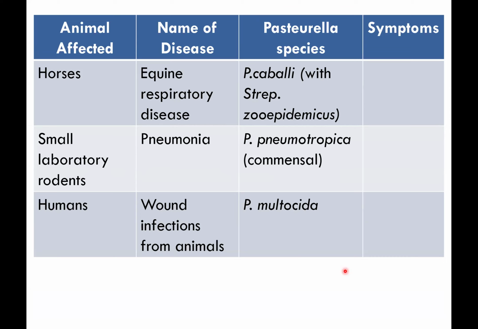Then in horses, there is equine respiratory disease. The species associated is Pasteurella caballi, together with another bacteria, which is Streptococcus zooepidemicus. In small lab rodents, Pasteurella is recognized as well. It causes pneumonia. The causative agent is P. pneumotropica, which is considered a commensal. And then in humans, it can cause wound infections from animals.